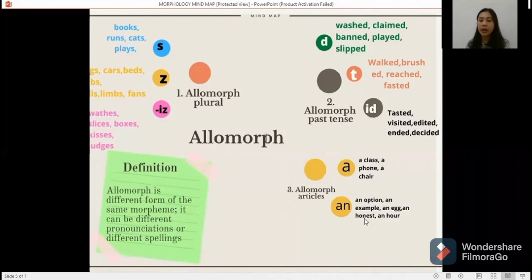Although this word honest starts with a consonant letter, remember this: an is used when followed by a vowel sound, and honest is followed by a vowel sound. Not a honest, but an honest. So we use this case: an honest, an hour, an umbrella, something like that. That's about allomorphs and their types.